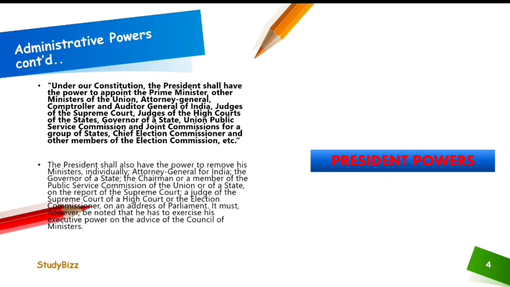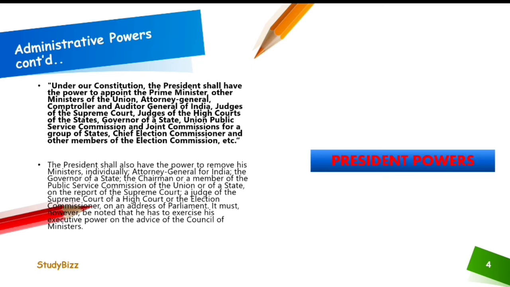This is a continued part of administrative powers, and under the constitution the president shall have the powers to appoint the prime minister, who is the real head of the nation, other ministers of the union, the attorney general, the comptroller and auditor general of India, that is CAG of India, judges of the Supreme Court, judges of the high courts of the state, governor of a state, union public service commission and joint commission for a group of states, chief election commissioner and other members of the election commission, etc. are appointed, or a few of them are appointed, by the President of India. Another thing to be noted here is that though the governor takes participation in the appointment of the judges of the high courts, the chief justice and all shall be appointed by the president. Even the governor is appointed by the president. This we should keep in mind.